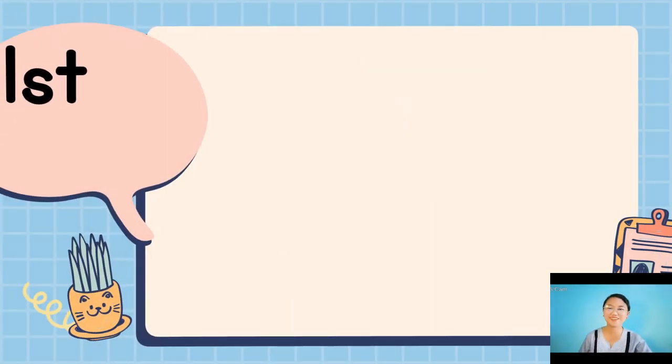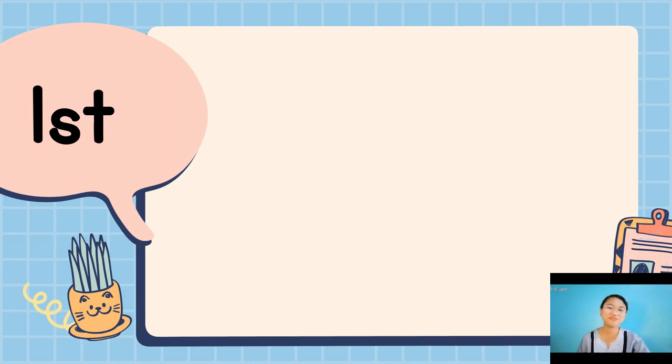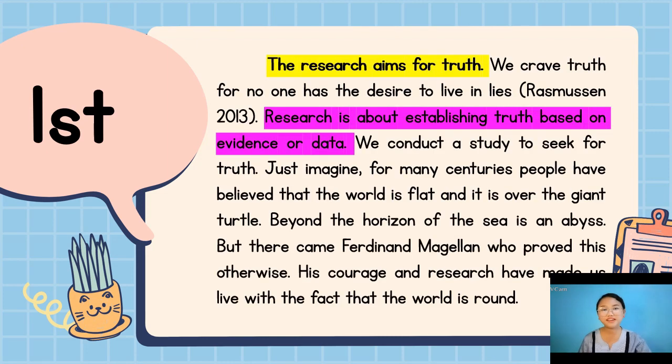Okay, I know you're ready. You have no choice. So the first one is the fact that research aims for truth. Do you agree with me? And I bet you'll say, of course, ma'am. This is because we crave for truth and no one has the desire to live in lies. That's according to Rasmussen 2013. Research is about establishing truth based on evidence or data. That is why data gathering is a very important part of research.